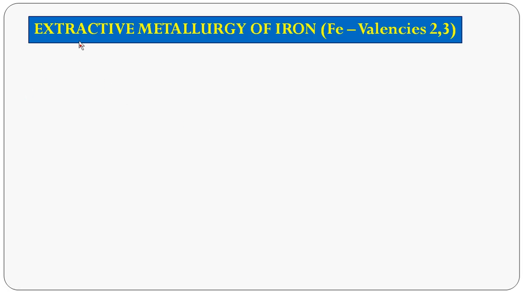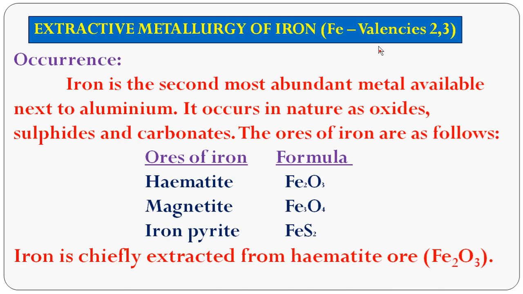Now you come to the third metal, iron. Extractive metallurgy of iron. The symbol of iron is Fe. Iron has two valencies, 2 and 3. Now, occurrence. Iron is the second most abundant metal next to aluminum. It occurs in nature as oxides, sulfides and carbonates.